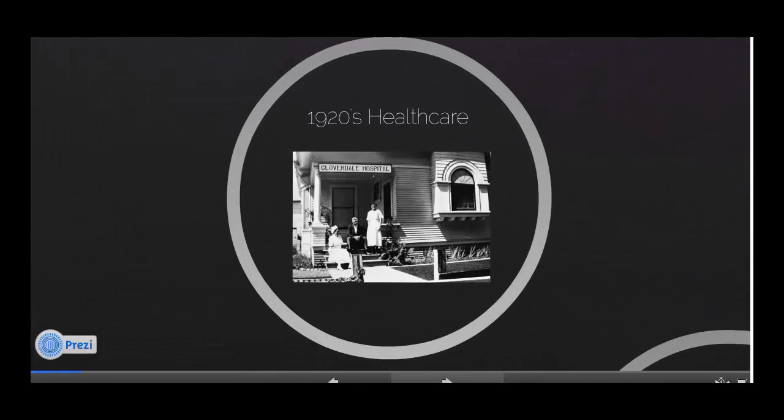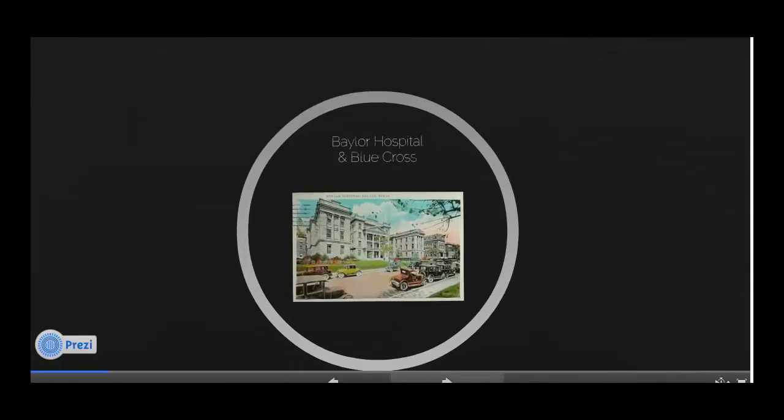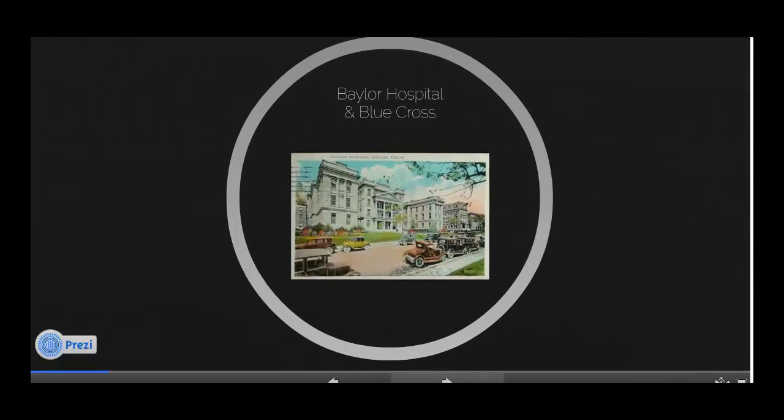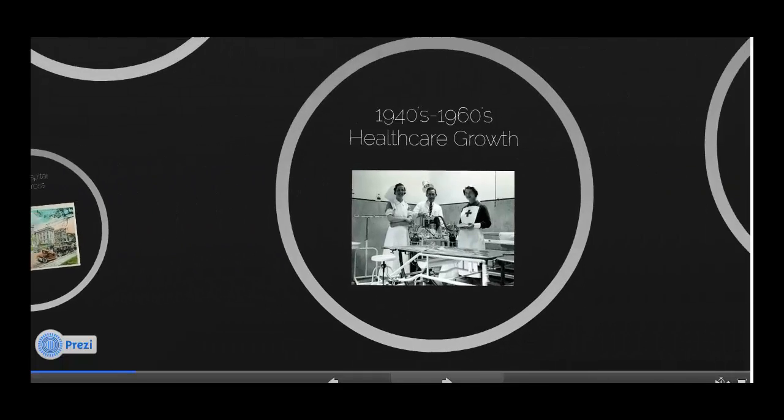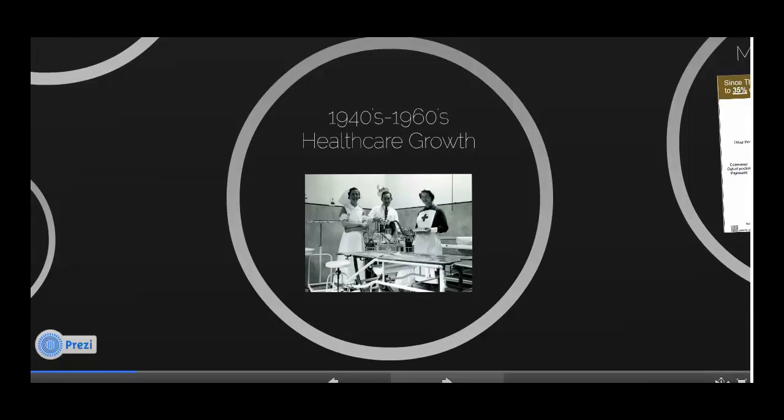However, as the knowledge kind of grew, so did the costs. Enter Baylor Hospital, founders of the Blue Cross and Blue Shield health insurance, not-for-profit. So soon after World War II, healthcare started to get into kind of a boom.